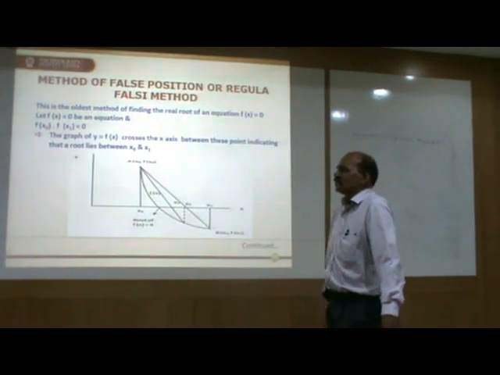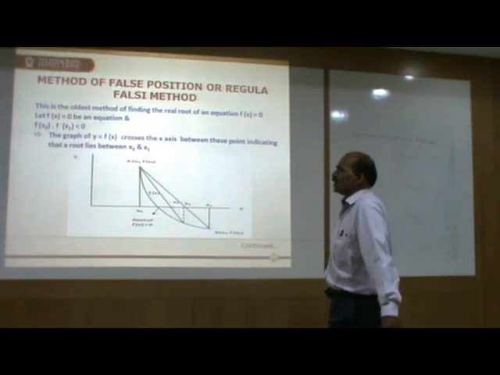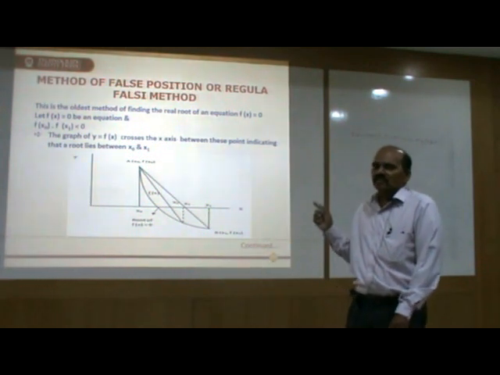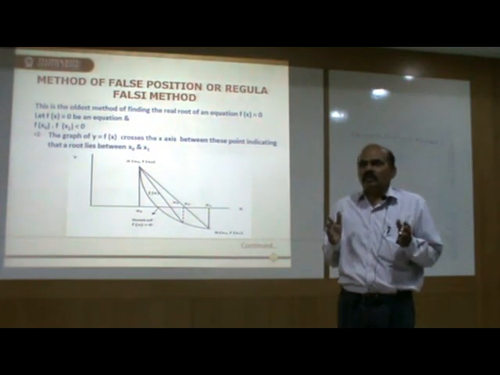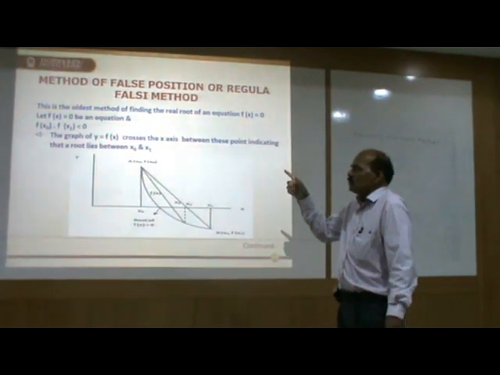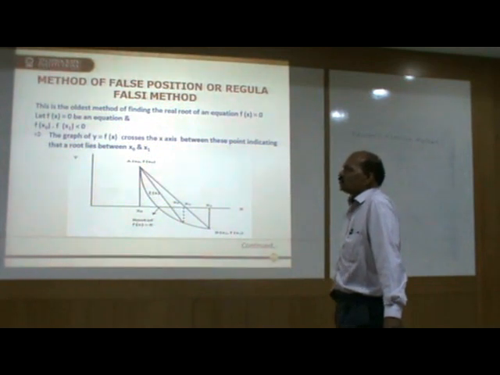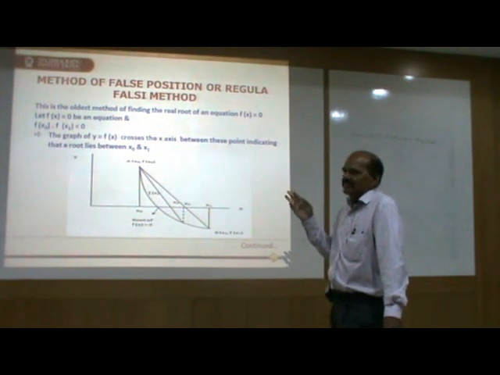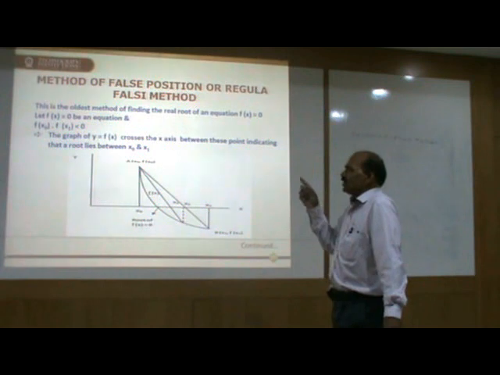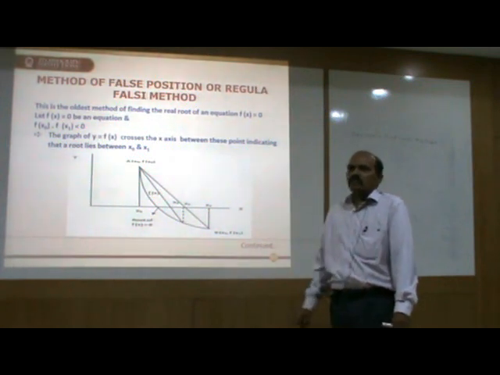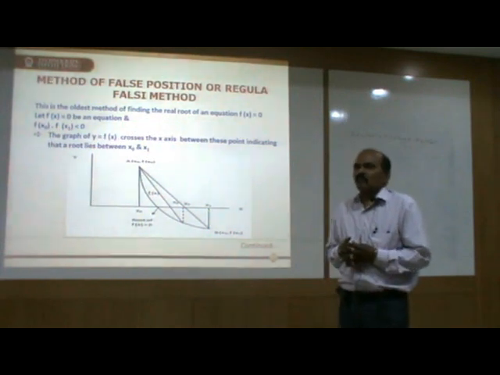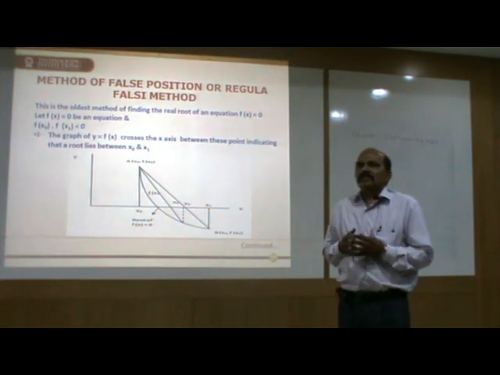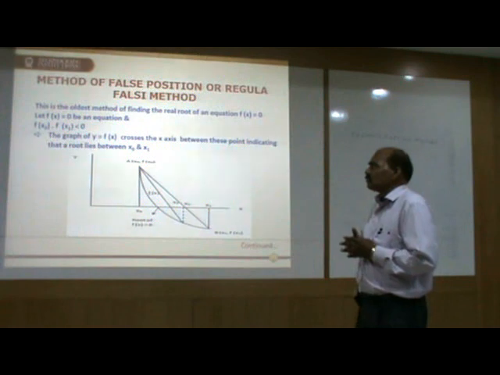So here you can see on the PowerPoint presentation, I have taken an equation f of x is equal to 0. This requires an initial bracket of the root, meaning the initial interval of the root. If f of x0 into f of x1 is less than 0, then this says that a root lies between x0 and x1. This is done with the help of the intermediate value property, which I have not shown here. It is a very small property.